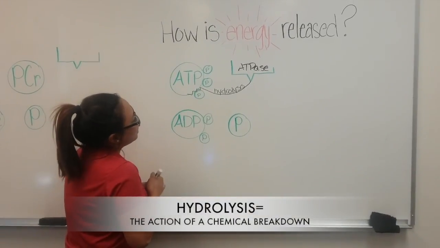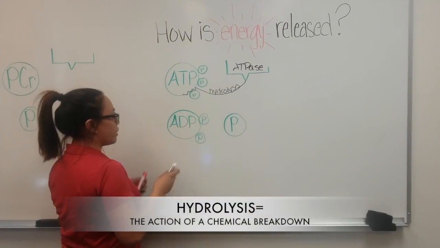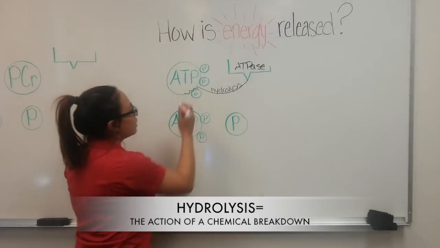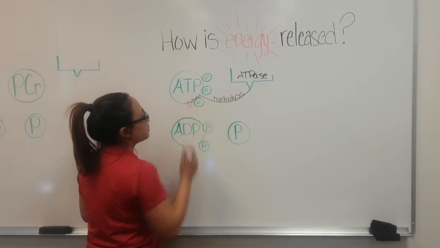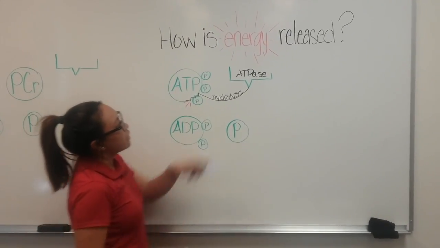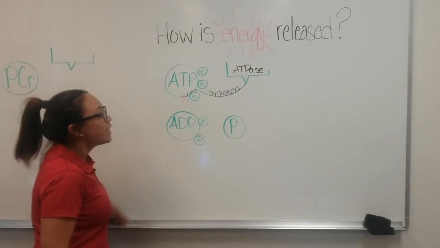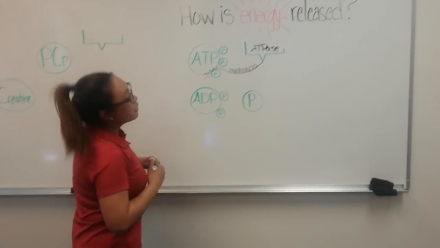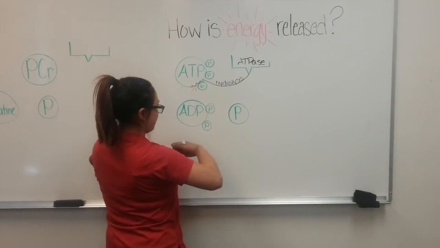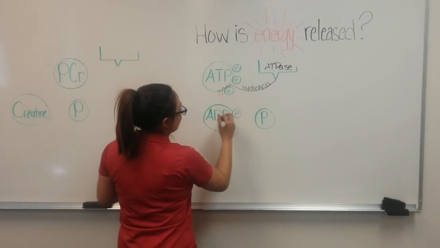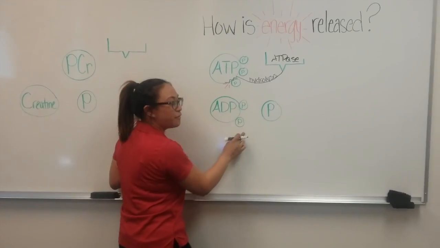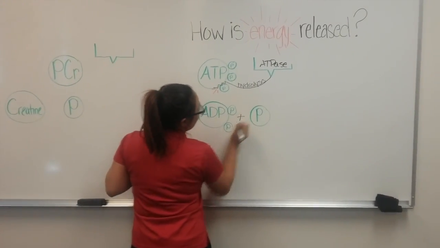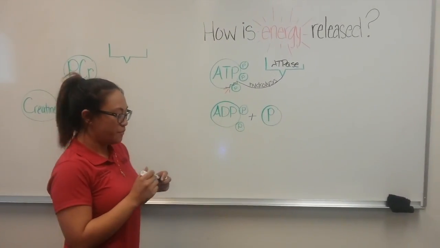And when the phosphate is broken off from ATP, it creates an electrical spark. This electrical spark is energy, and this energy we can use in a contraction. When this phosphate molecule is broken off, you now have an ADP, adenosine diphosphate, and a freestanding phosphate molecule.